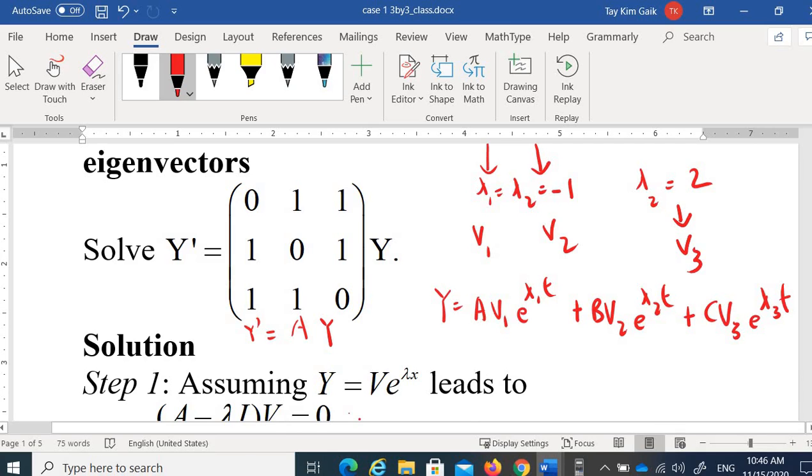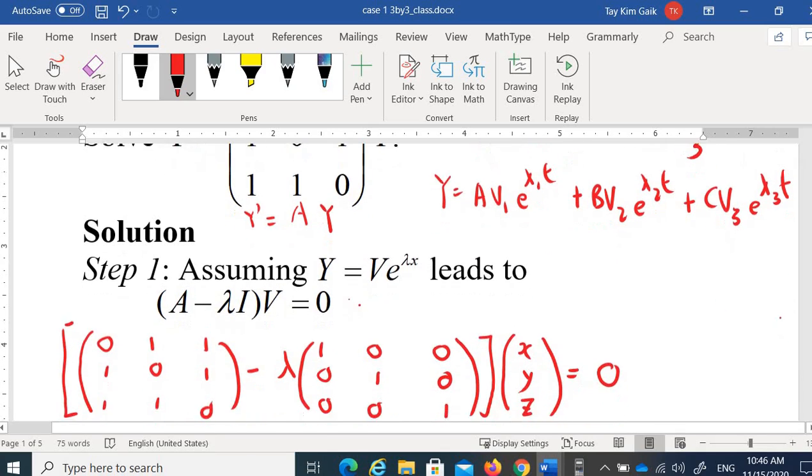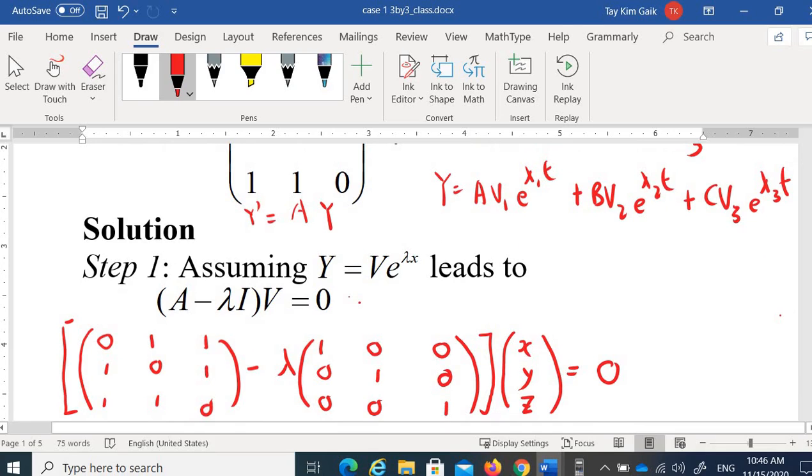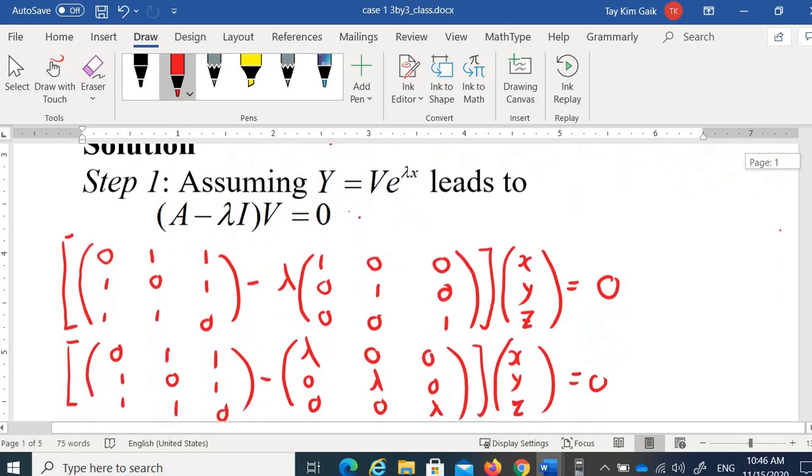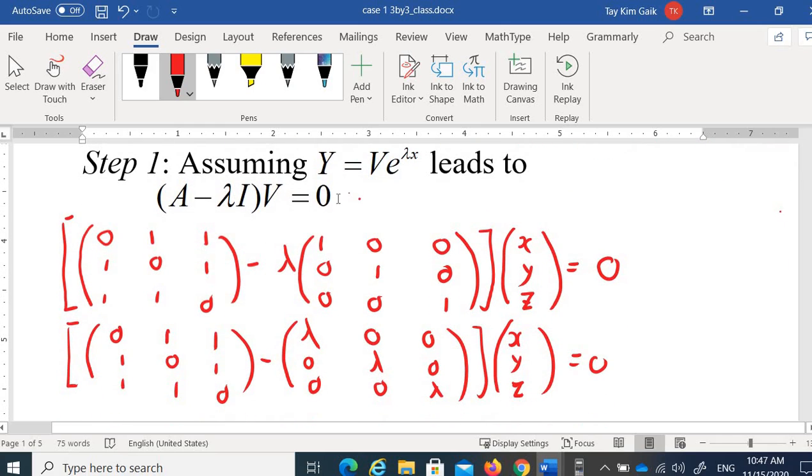First of all, you assume y is v exponent lambda x or t, depending on whether y is dependent on x or on t. By assuming y equals e to the lambda x or t times v, this leads to the homogeneous system (A minus lambda I) v equals 0. After obtaining the eigenvalues and eigenvectors, you can get back the solution.